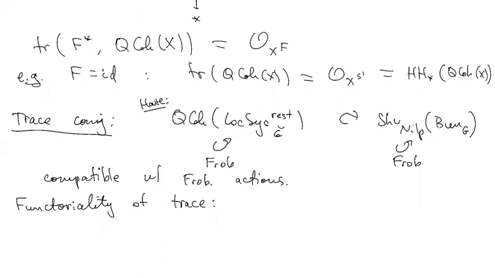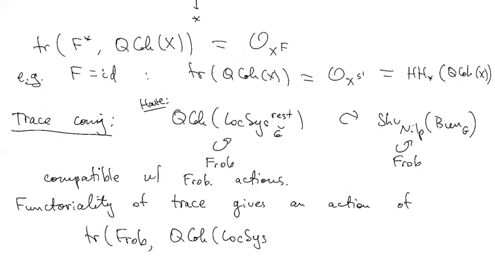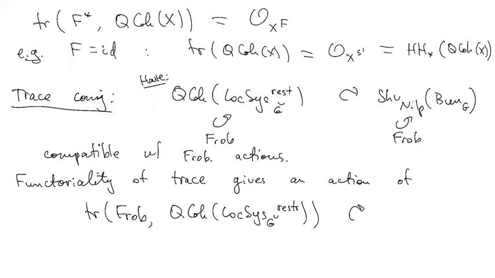It gives an action of a kind of trace of Frobenius acting on restricted, on trace of Frobenius. The trace conjecture identifies this with the space of automorphic forms.